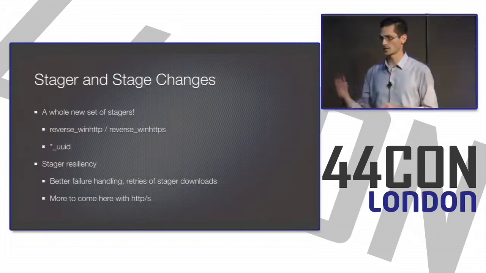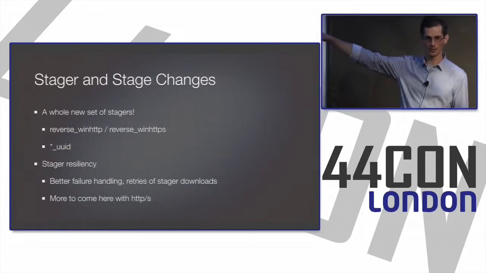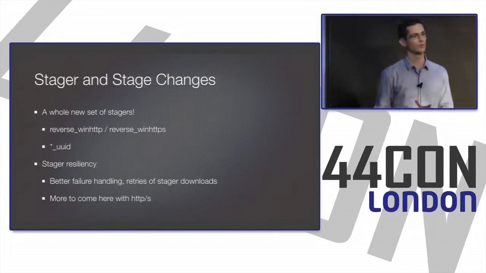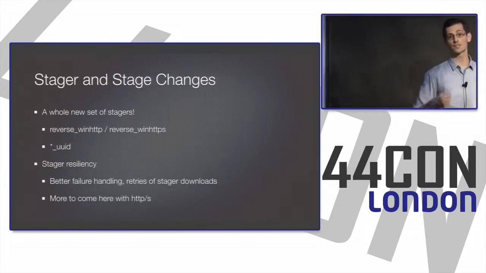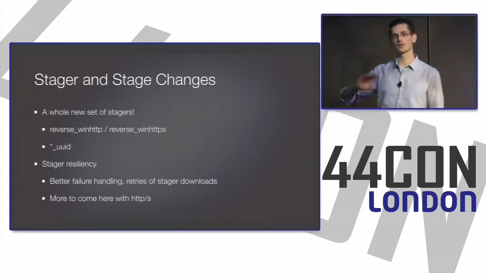Right, so as I said, we have a whole new set of stages. There's the Win HTTPS ones, which I've already covered. Now there's a bunch that have this underscore UUID on the end. This is us moving towards what I was talking about before, where the first thing that happens is we send the UUID down. Other than that, they're exactly the same.